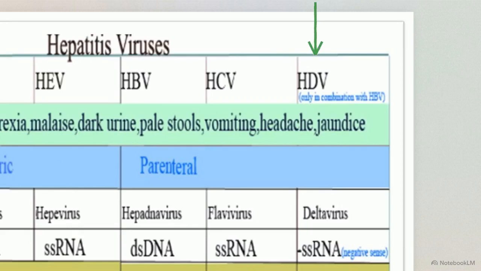Within this group, hepatitis D follows a strict rule. It is a defective virus that lacks its own replication machinery, meaning it can only infect a patient who already has an active hepatitis B infection.